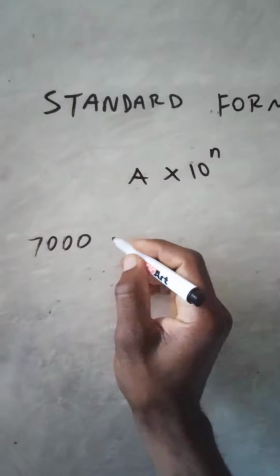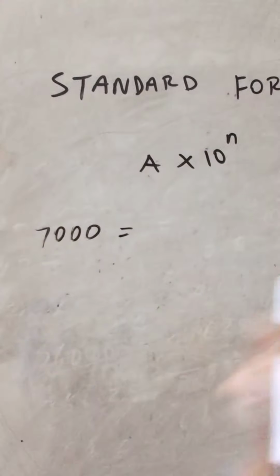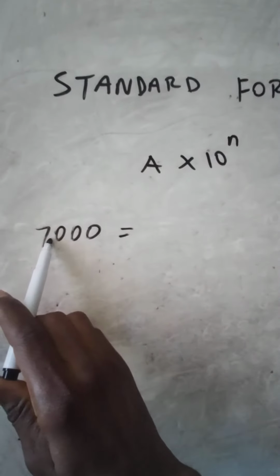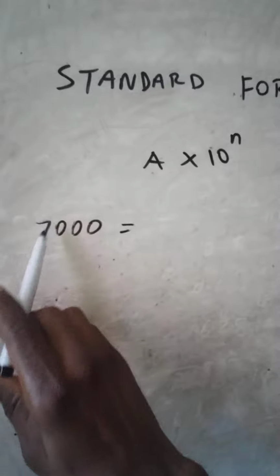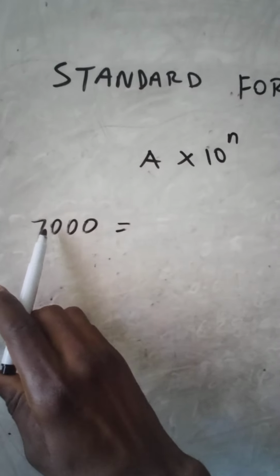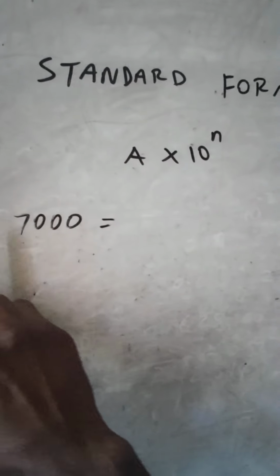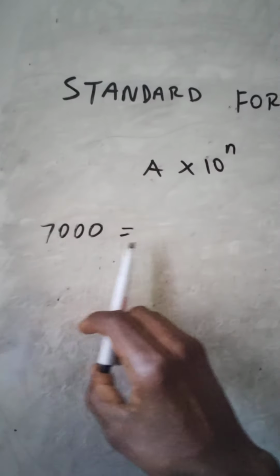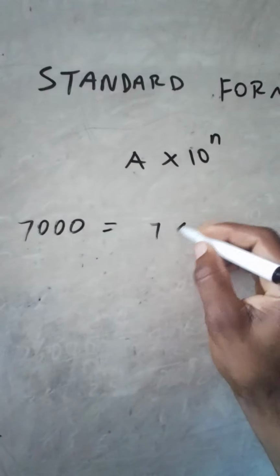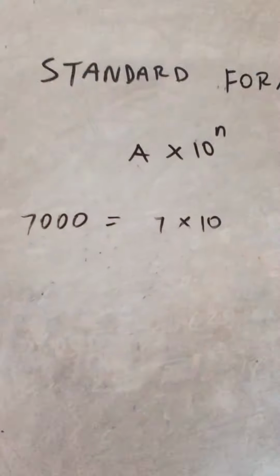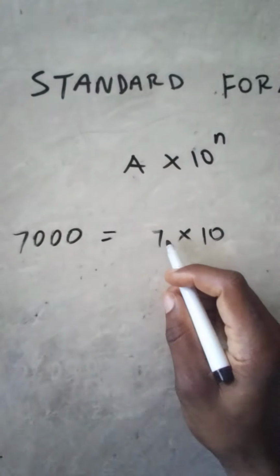Now we have 7,000, second one, to standard form. First thing you do, put the point after the first number between 1 and 10, which is 7. So you start from the left, the first number from the left, coming this way. So it's going to be 7 multiplied by 10, right? Let it stay like that. Then you're going to say, no, the point is here.